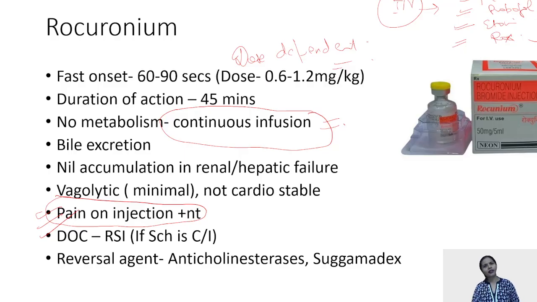Reversal agents, again the same, anticholinesterases and your sugammadex. Sugammadex per se was made for rocuronium. Sugammadex was actually made for the rocuroniums.